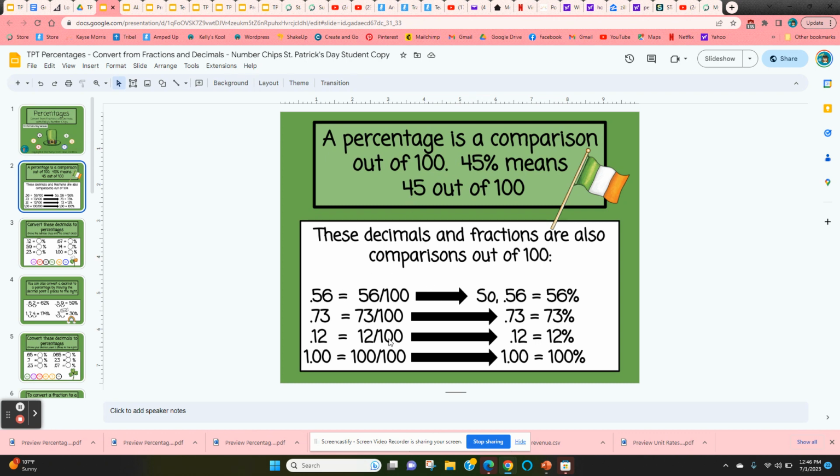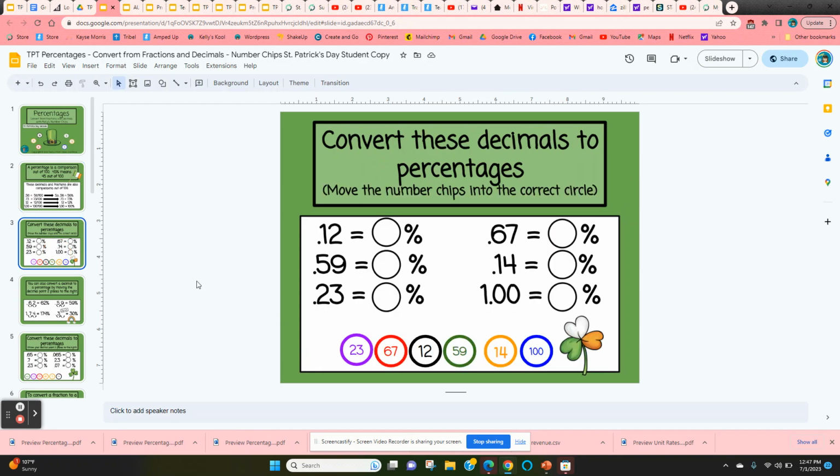And so here's some common conversions for the students to see. 56 hundredths. If we write that as a fraction, 56/100ths, which is 56%, and so on. And one whole would be 100%. Now, starting on slide 3, students are going to be moving these number chips into the correct location, and every slide has all of the numbers they need.